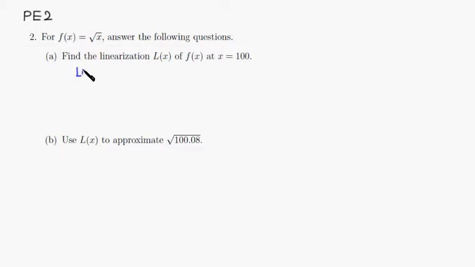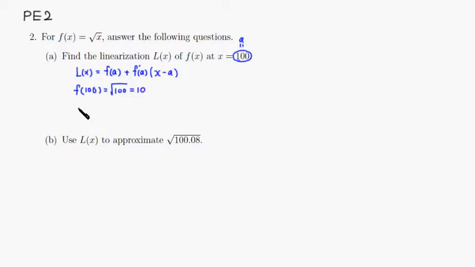So L of x can be found by f of a plus f prime of a times quantity x minus a. Right? So in this case, a is 100, so this is our a value. So we just have to find f of a. So first, f of a, f of 100, is square root of 100, which is equal to 10.